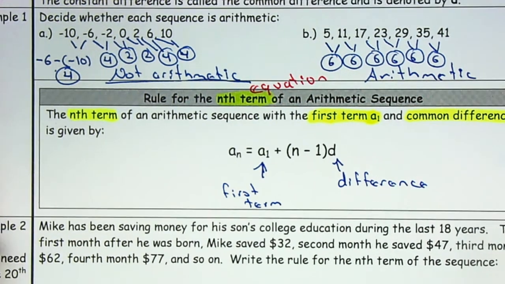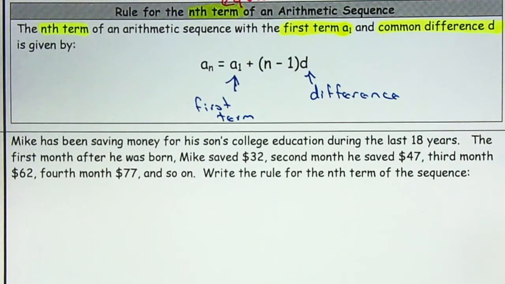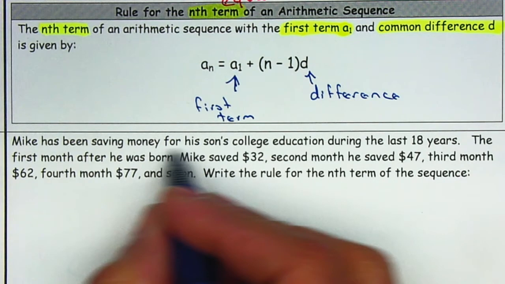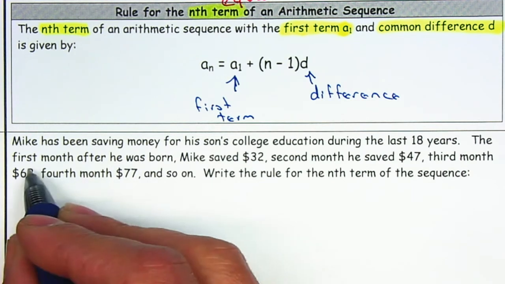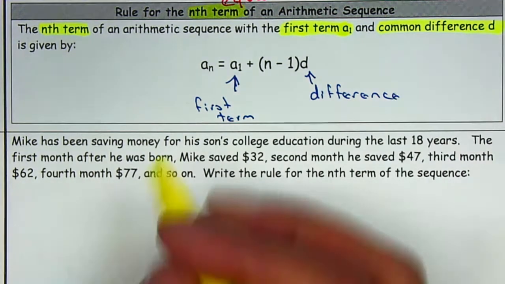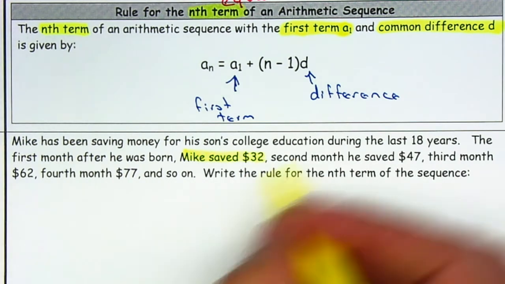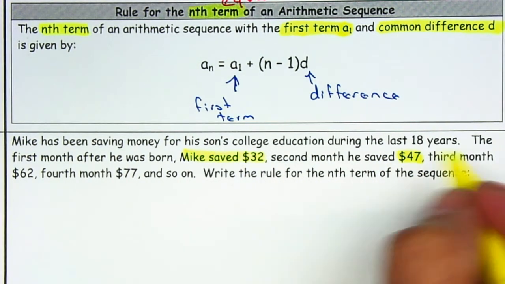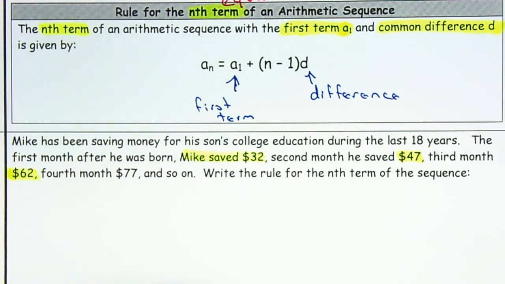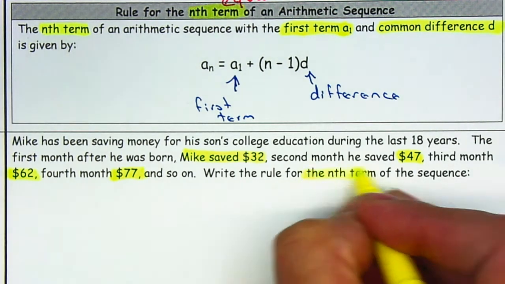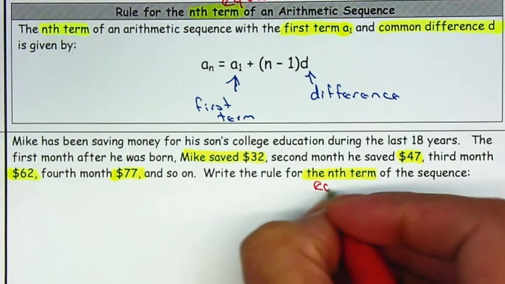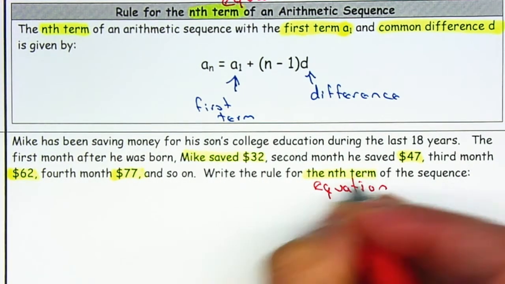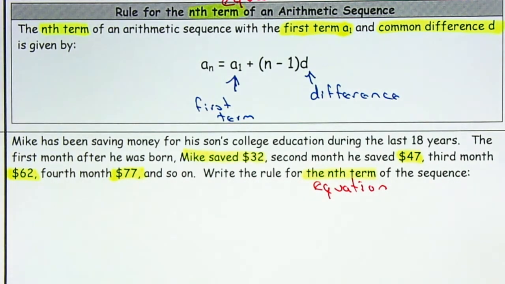Let's start with example number 1. It says, Mike has been saving money for his son's college education during the last 18 years. During the first month that he was born, Mike saved $32. So the first month was $32. Second month, he saved 47. The third month, he saved 62, and the fourth, 77, and so on. We need to write the rule for the n term. If they're asking us to find the rule for the n term, they're asking us to find the equation that will give you all of the numbers of the sequence.